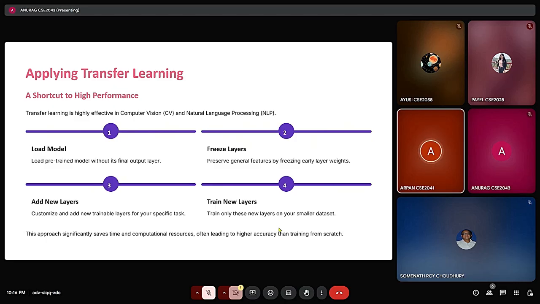The approach works efficiently in fields like computer vision and natural language processing, where large and general models already exist. The next slide.